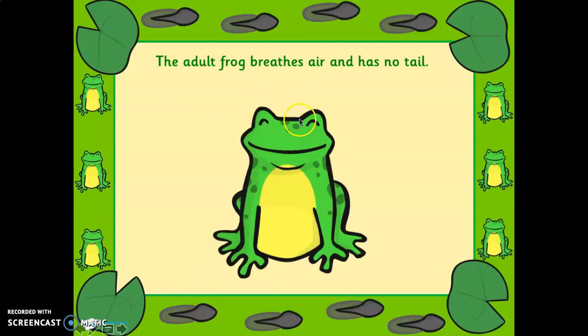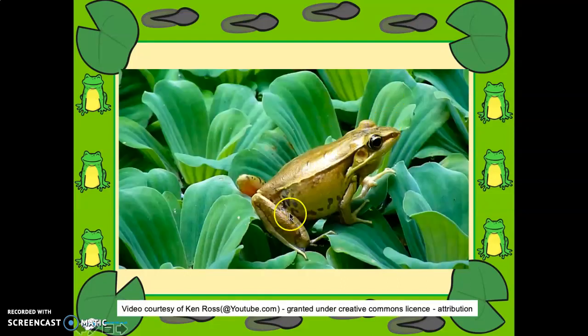And then it becomes an adult frog that breathes air and has no tail. So how come it can breathe air? Can we breathe air with gills? Do humans have gills because we breathe air? No, we don't. We have lungs. So the gills disappear and they grow lungs instead so they can breathe the air. Isn't that interesting? This is a real frog.